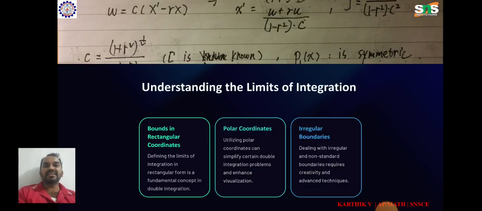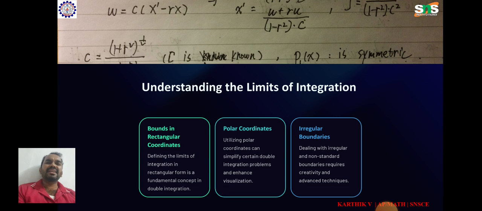Understanding the limits of integration. For a double integral over a rectangular region in the xy plane, the limits of integration are typically expressed as double integral f of x comma y dA, where A represents the region of integration. The limits of integration for x and y are determined by the boundaries of the region. For example, if the region A is defined by 0 less than or equal to x less than or equal to a and 0 less than or equal to y less than or equal to b, then the limits of integration for x would be 0 to a and y from 0 to b.